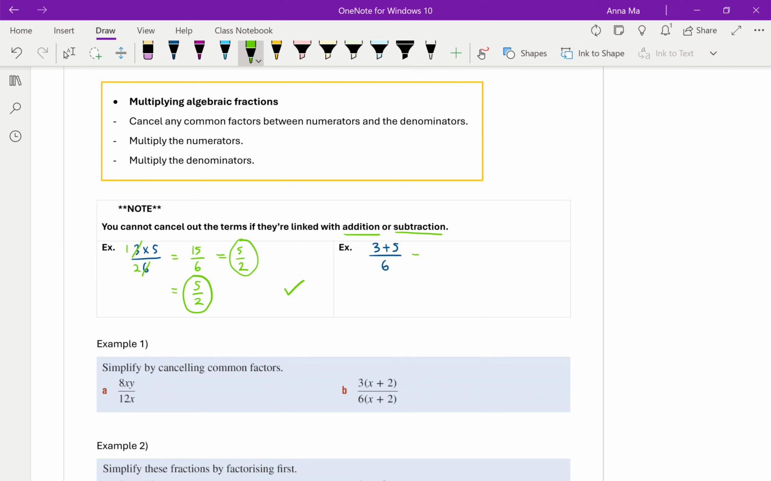In that case, if I were to do it normally, I would get 8 over 6, which is 4 over 3. But if I cancel out these two terms separately, like the previous one, then I end up getting 6 on top and a 2 on the bottom. But hang on a minute, 6 over 2 is 3, and the answers don't match. So with a simple numeric example like this, we can see how if the terms are linked with addition or subtraction, we are not allowed to cancel out separately. So keep that in mind.